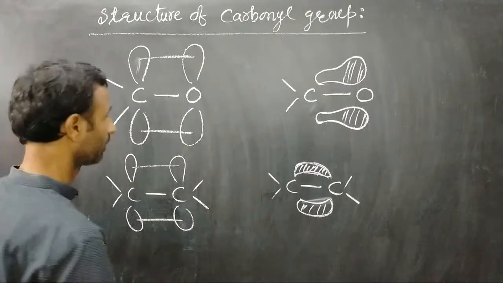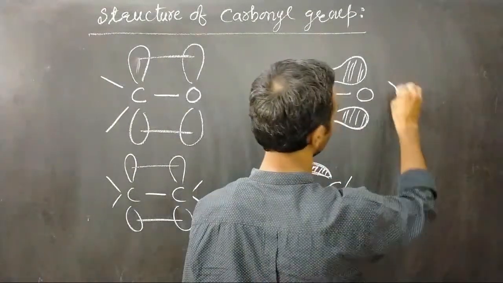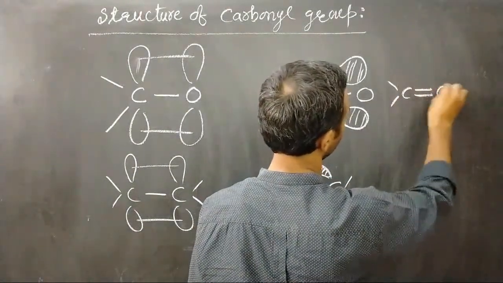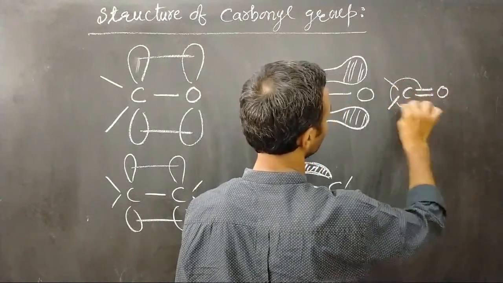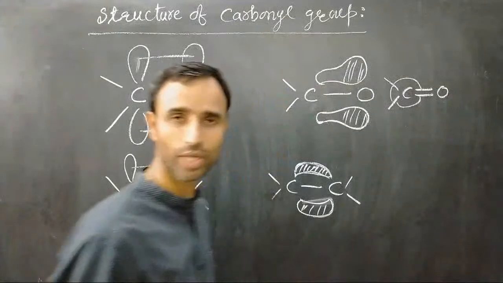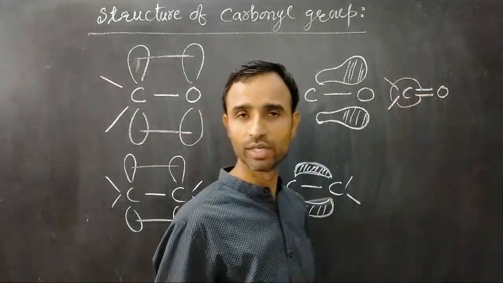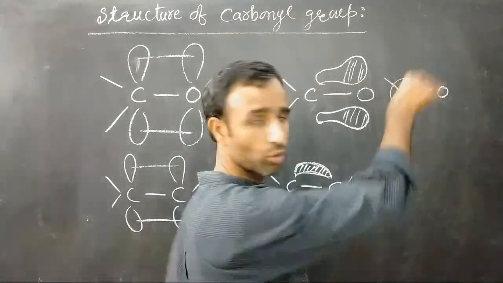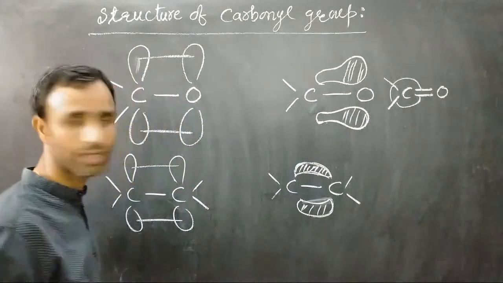And this angle is almost, obviously this angle is slightly smaller than these two. It means if it is 121, it is 119. Otherwise the bond angle should be 120 almost, right?